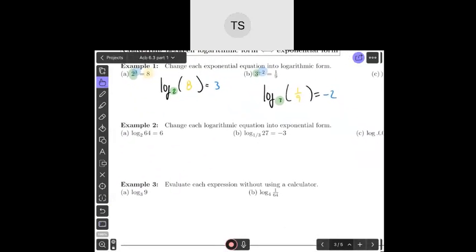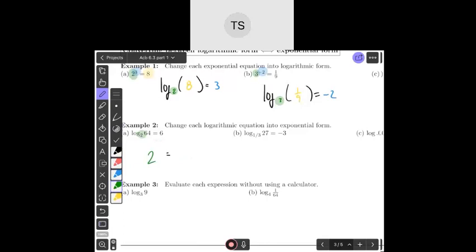Okay? What about the other way? Log base 2 of 64 equals 6. What I'm going to end up with is a base to a power equals a number. So again, I always like to start off with that base, because that's the same as the base of the log. So I'm going to have 2 to the something.